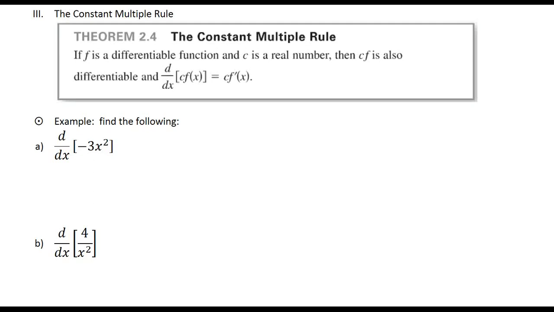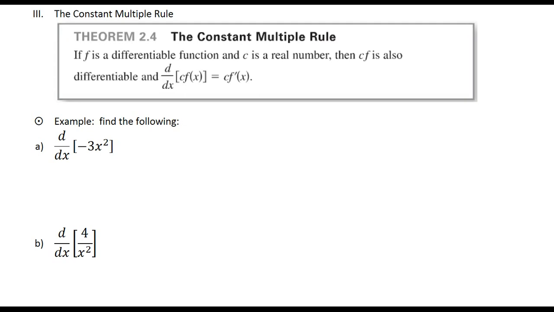So continuing our discussion of basic differentiation rules, we're going to look at the constant multiple rule. The constant multiple rule is basically what happens when you have a constant times a function that you know the derivative of. So if f is a differentiable function and c is a real number, then c times f is also differentiable, and the derivative with respect to x of c times f of x is equal to c times f prime of x. So be careful, because this only works when c is a constant number. It can't be a variable or contain a variable.